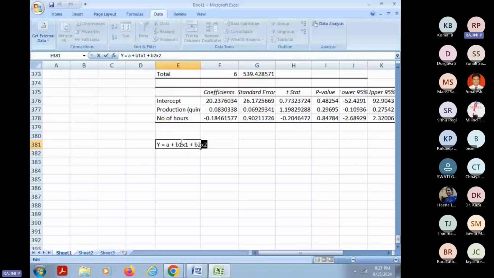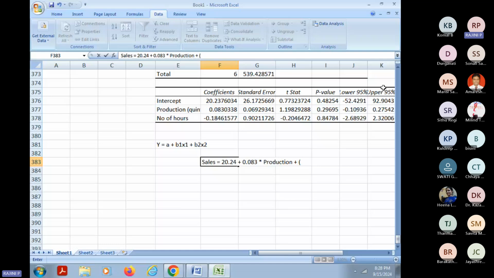So what can the equation be written as then? Sales is equal to intercept 20.24 plus B1 x1, where x1 is production. The production coefficient is 0.083, so 0.083 into production, and plus B2, the number of hours coefficient, open the bracket minus 0.185 close the bracket into number of hours. Okay, this is the equation we require for the data.